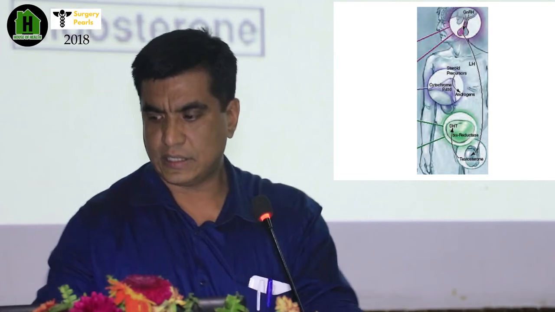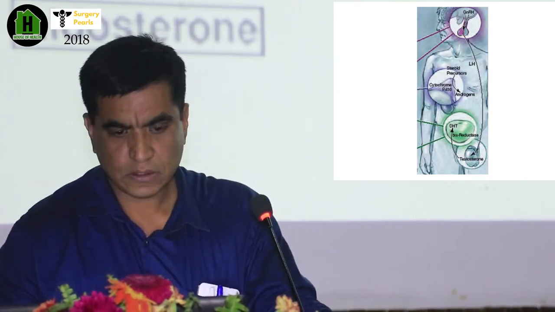So if you look at this diagram, almost all the androgen is formed from cholesterol, and drugs like aminoglutethimide and ketoconazole act at this level. Newer drugs like abiraterone act at this level and this level.